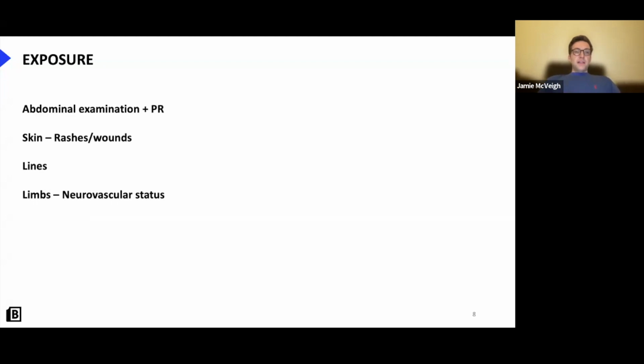And then finally, exposure. Typically have a good feel of that abdomen, and consider PRing them if you think that's necessary. Have a look at their skin. Are there any rashes or wounds that are looking a bit dodgy? Have they got any lines in that look a bit erythematous? And then have a think about whether you need to examine the neurovascular status of their limbs.